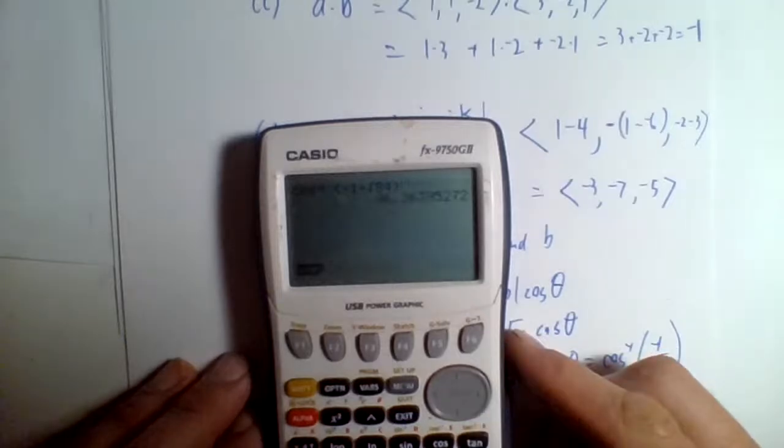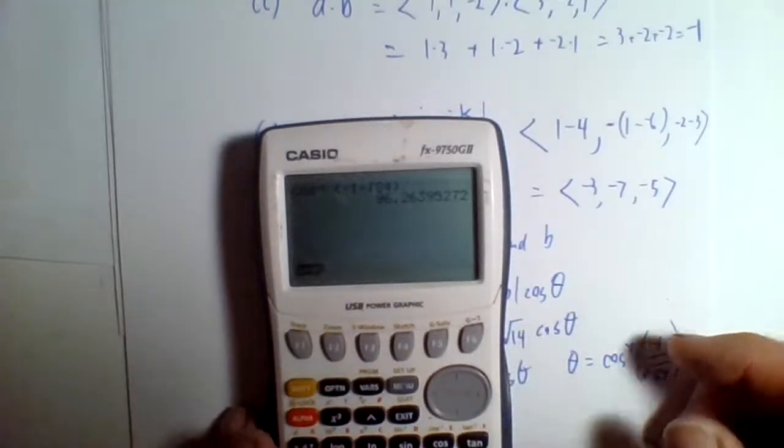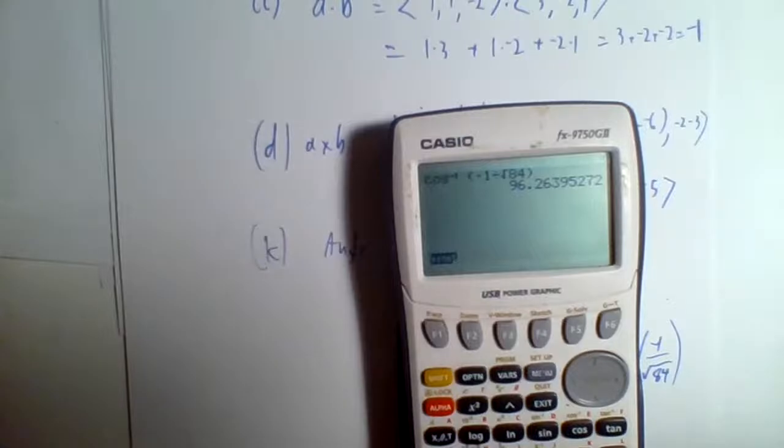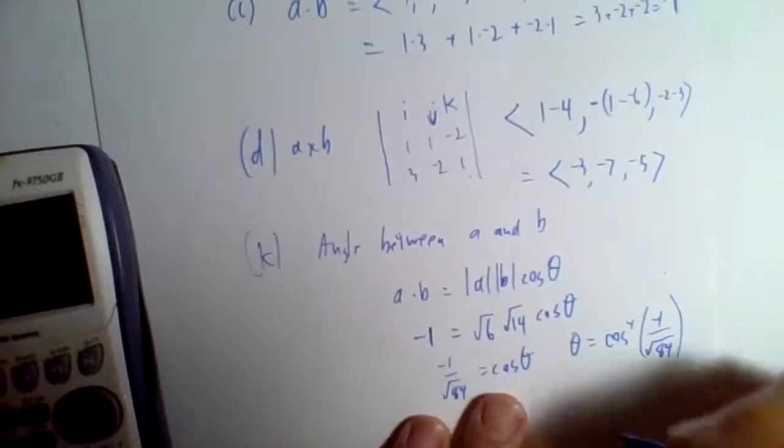Anyway, inverse cosine, that's 96 degrees. So it is greater than a 90-degree angle. They're more than 90 degrees apart, which happens in 3 dimensions. 96 is to the nearest degree. So 96 degrees in between them.